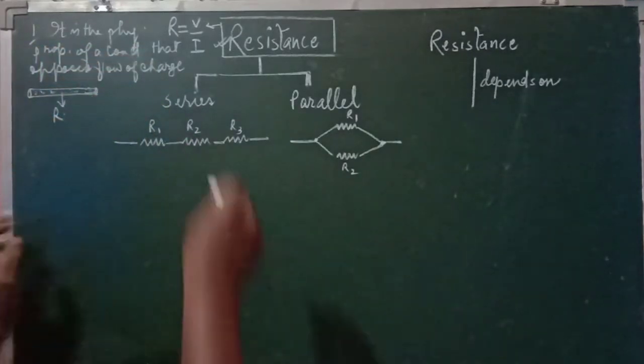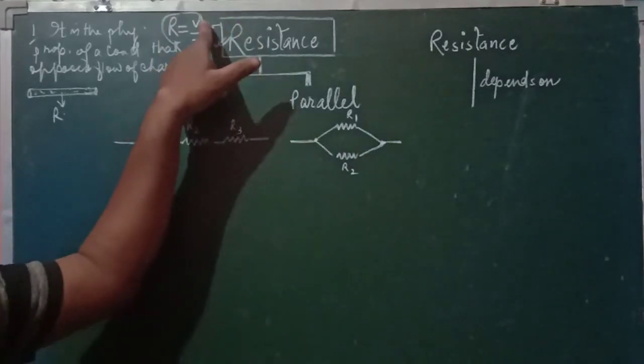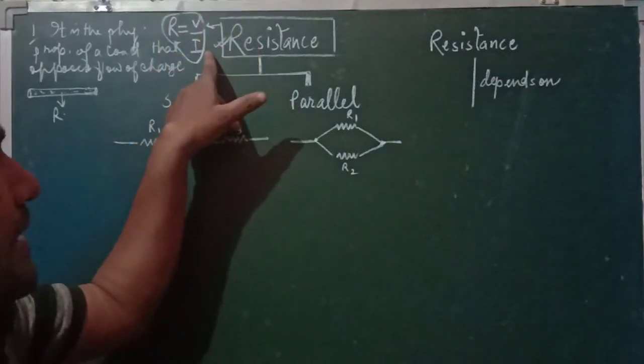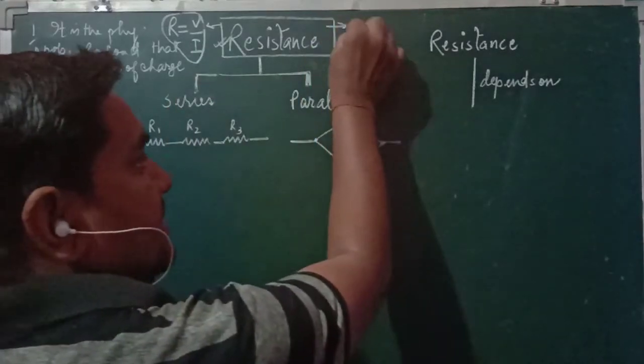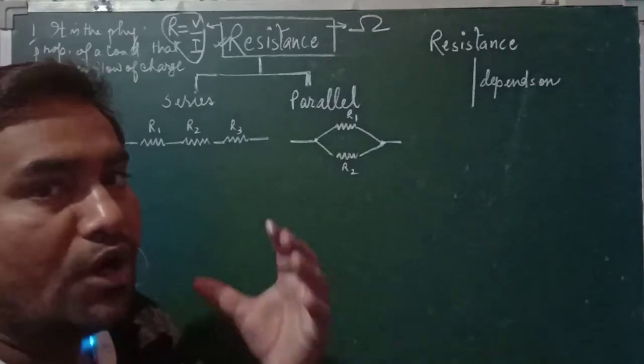So you should know that resistance is a physical property of a conductor that opposes flow of charge through itself, and it is denoted by the ratio of potential difference to the electric current, where its SI unit is omega. That is simply known as ohm, 1 ohm.